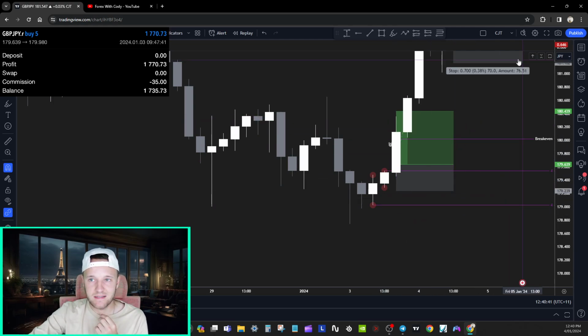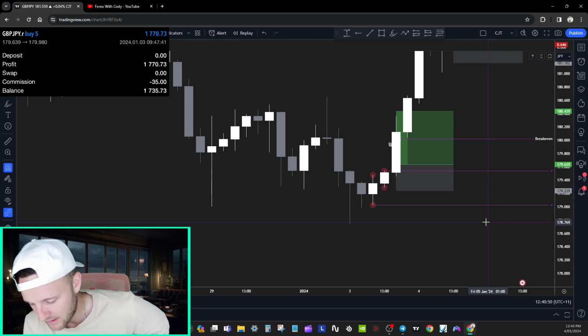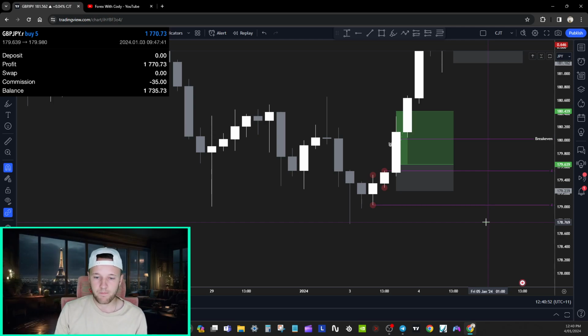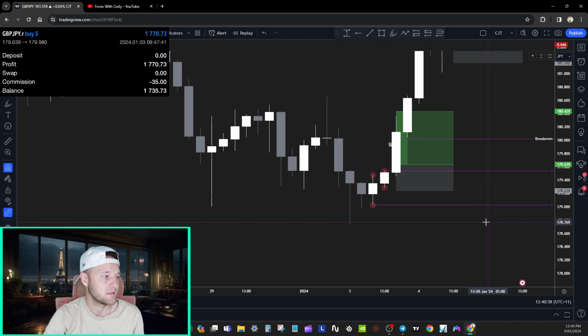And like I said, that is what the indicator is based off. That is what is coded into this indicator. And this is the trade that I look for every single day in the markets. And as you can see above, that's the profit. It's right just above me right here, $1,770.73. Not bad. But yeah, that was yesterday's trade.